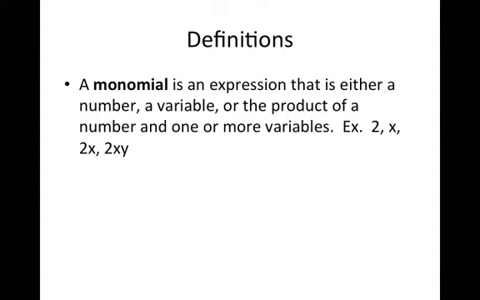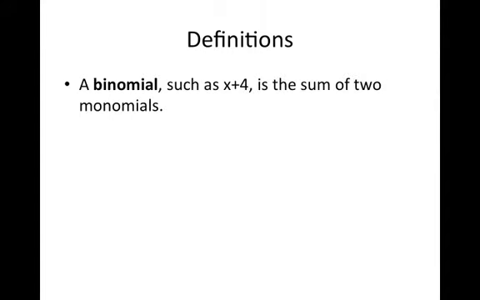Remember, a monomial is an expression that's either a number, a variable, or the product of a number and variable or variables. There's no pluses or minuses. So it might be 2x, 2xy, 2x squared. Any of those are monomials. Then we get into polynomials once we start adding or subtracting.